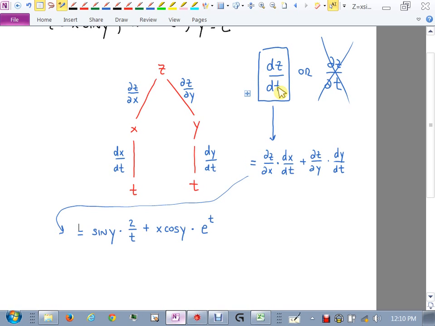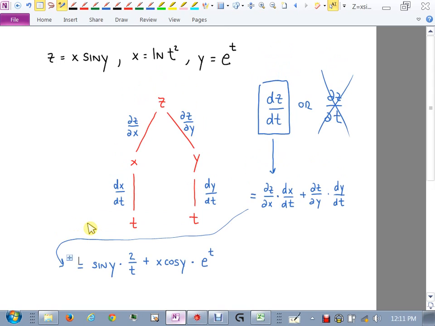Now, your answer here should have just t's in it. Right now it has t's and x's and y's. So how would I get rid of that y right there? Yeah, what's y? You go back up there, what's y? It's e to the t, isn't it? And then right here, you'd replace x with natural log t squared, or 2 natural log t. Replace that y with e to the t. And then you would have a nice representation of the derivative of z with respect to t. I won't do it, but y'all understand what you'd have to do? All right, let's try something else.